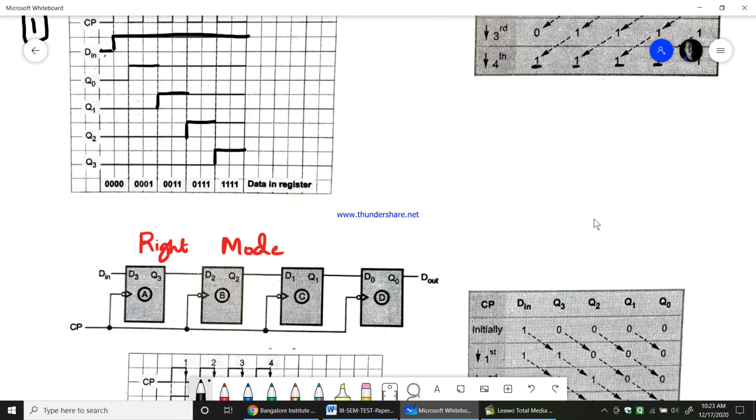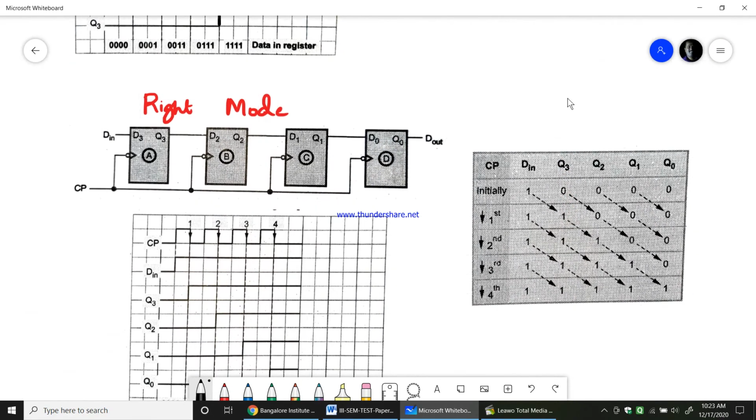When I go to the right mode, it is exactly the reverse operation of the previous left mode. What I do is I give input on the left hand side and I try to shift towards the right and I take output at the right side. Okay, you used to give input from this side, now you give input from this side. So D in is 1, when D in is 1 and I press the clock pulse, initially all will be 0.